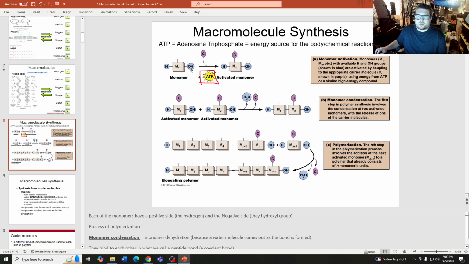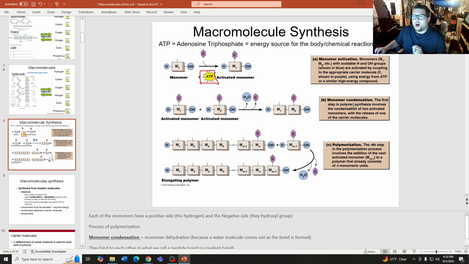So hydrogen, hydroxyl, again, it's more biochemistry type terms. These two are able to bind together easier than a lot of other things. So that's typically where we see stuff bind. So the monomer activation: monomers M1 and M2, with those available, are activated by coupling to the appropriate carrier molecule, just shown in purple, using energy from ATP or a similar high energy compound. So we have some kind of carrier protein that binds using ATP, and then those come and they bind together.